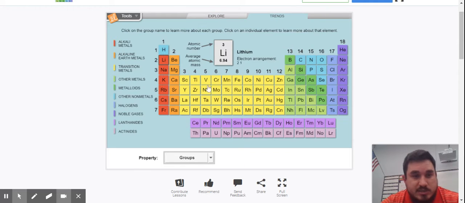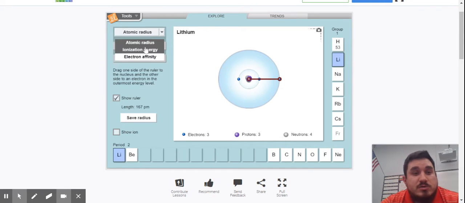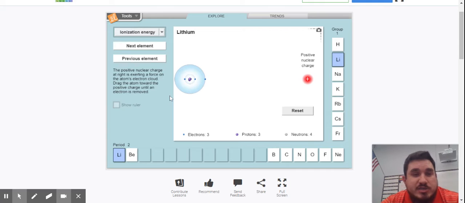And so we can start seeing some trends here. We can actually look at some other stuff. We also have some other things we can look at. We look at ionization energy.